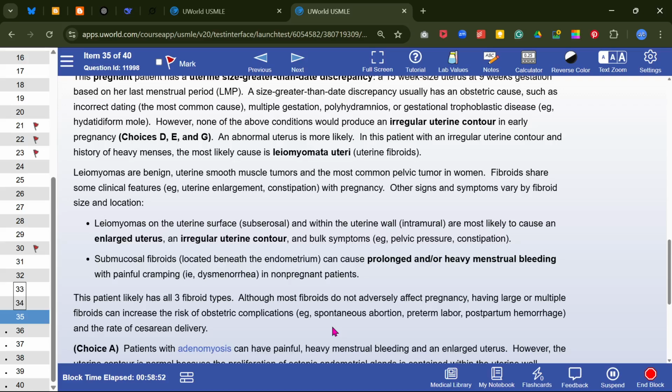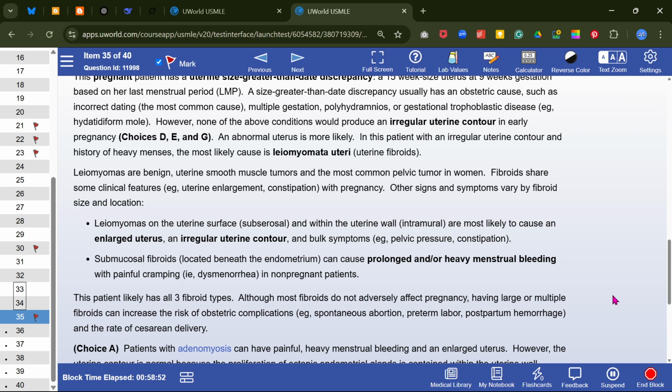Leiomyomas are benign uterine smooth muscle tumors and the most common cause of pelvic tumor. Fibroids share clinical features: uterine enlargement, and constipation with pregnancy. Other signs and symptoms vary by fibroid size and location. Leiomyomas on the uterine surface, subserosal, and within the uterine wall, intramural, are the most likely cause of enlarged uterus and irregular uterine contour and bulk symptoms, pelvic pressure and constipation. Submucosal fibroids located beneath the endometrium can cause prolonged and heavy menstrual bleeding with painful cramping, dysmenorrhea, in non-pregnant patients. This patient likely has all three fibroid types.